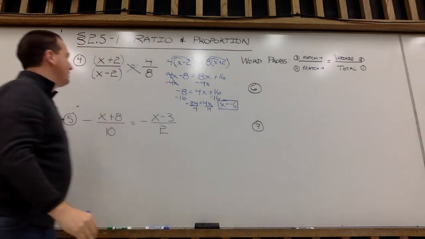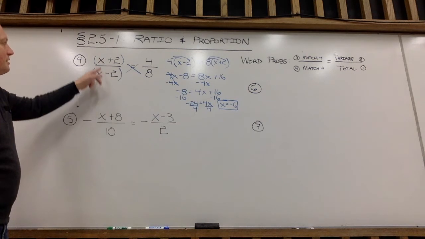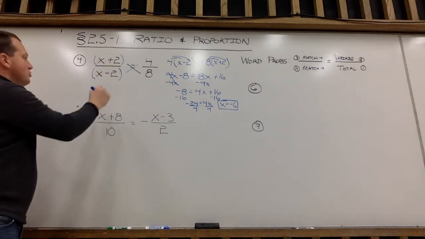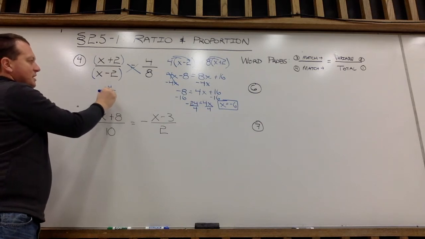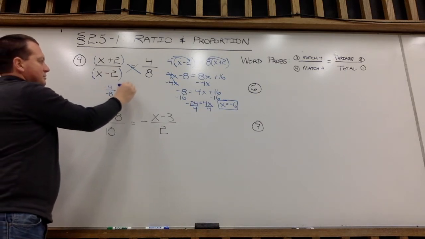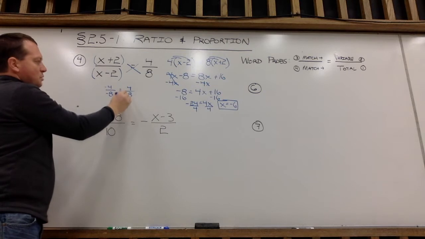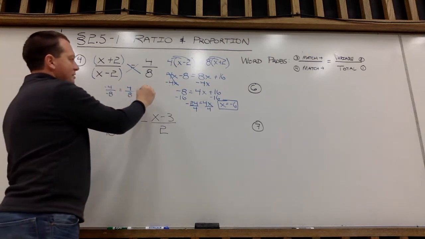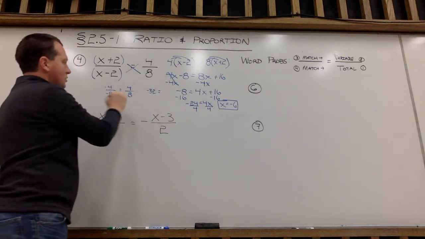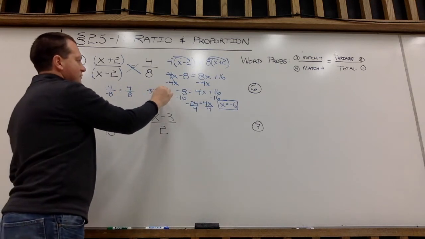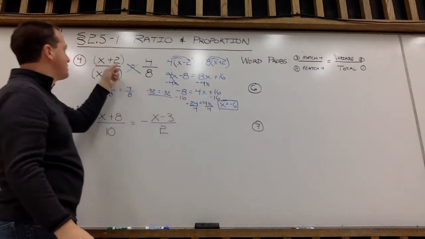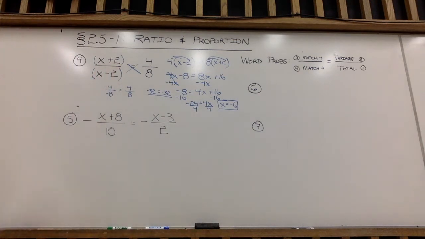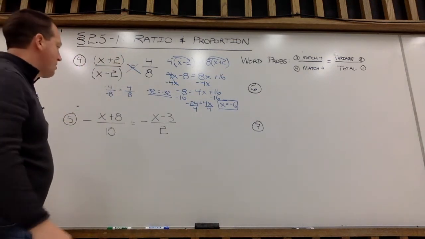So if I plug in negative 6 for x, negative 6 plus 2 is negative 4. Negative 6 minus 2, negative 8. Diagonal cross products, 8 times negative 4, negative 32 will equal negative 8 times 4, negative 32. So I'm good. I proved that x equals negative 6 is the solution for this proportion.